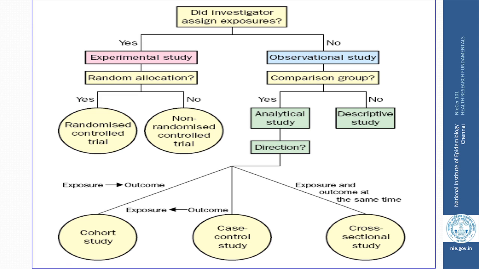So, in experimental studies, investigator assigns the exposure, and this exposure could be in terms of new intervention, new drug or new vaccine. These studies are further classified into randomized and non-randomized studies based on random allocation of exposure. On the other hand, in observational studies, investigator does not assign the exposure. If there is no comparison group in observational studies, such studies are called descriptive studies, and in these studies we describe the health event in terms of time, place and person.